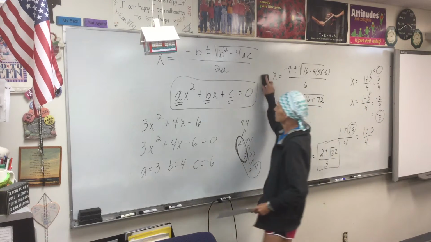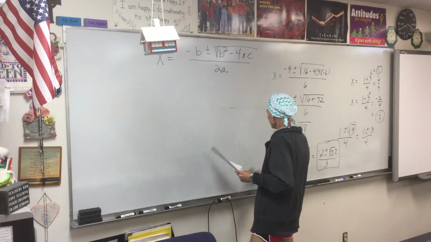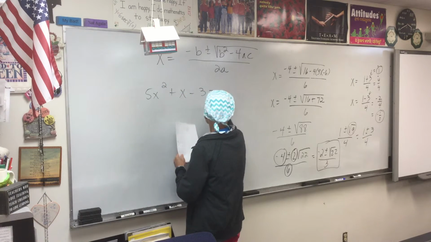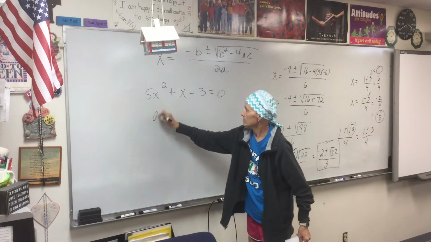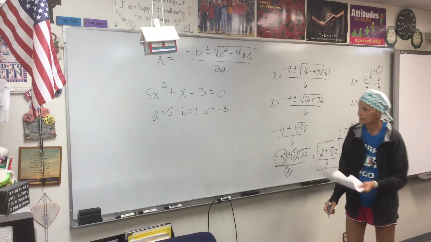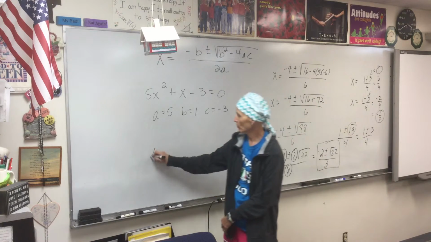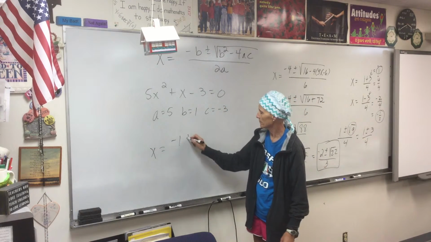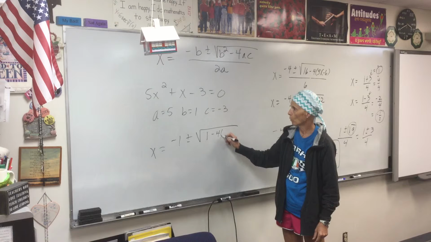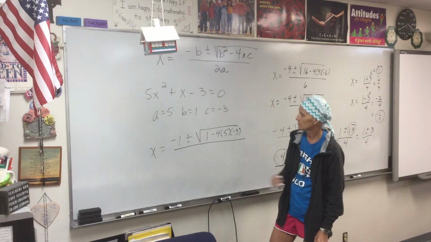All right, let's try one more. Last one, problem number 3. Here we go. All right, so A is 5, B is 1, and C is negative 3 in this problem. So here we go, quadratic formula. X equals negative B plus or minus the square root of B squared minus 4 times A times C all over 2A.